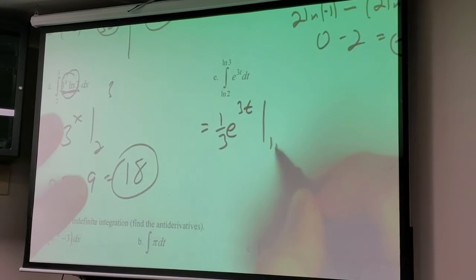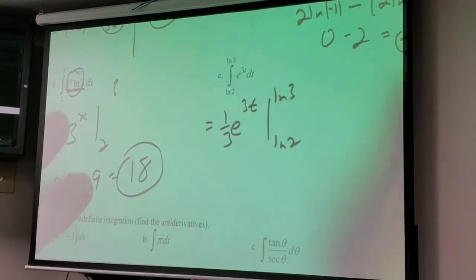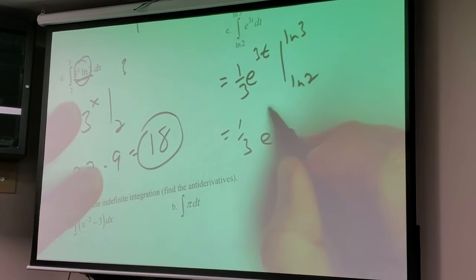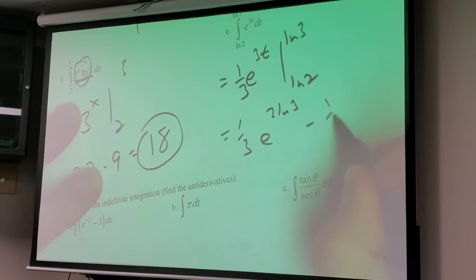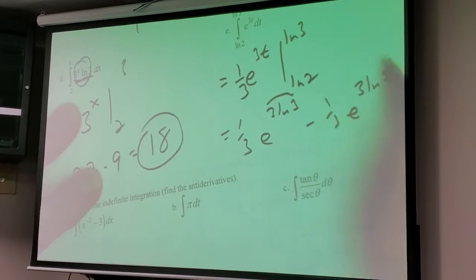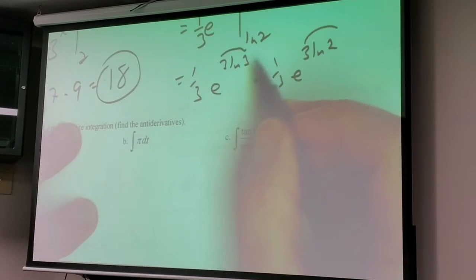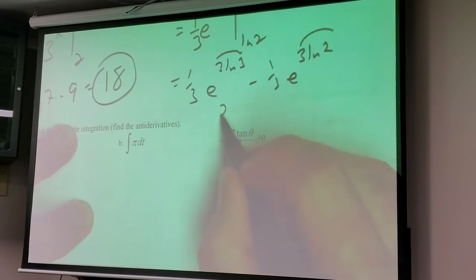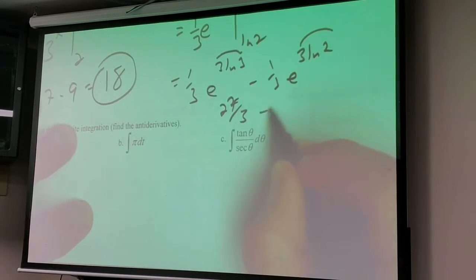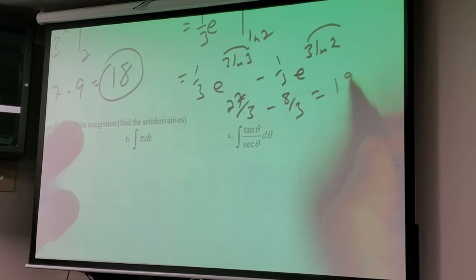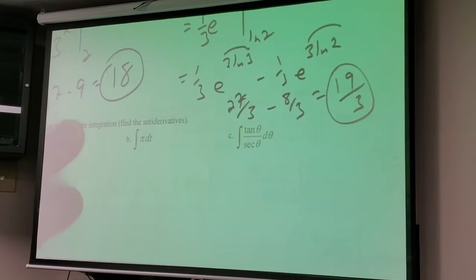And then from natural log of 2. So I got 1/3 e to the 3 ln 3 minus 1/3 e to the 3 ln 2. If I pull those up to be powers, it'll be e to the ln 27. So it'll be 27 over 3 minus, pull that up, 8 over 3, right? And that, of course, is 19 over 3, which is good enough. Okay.